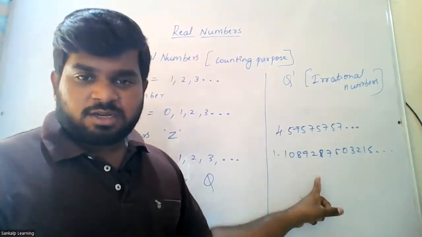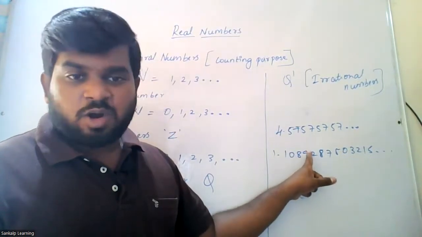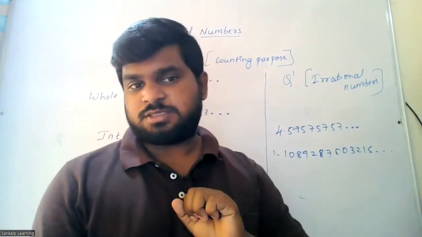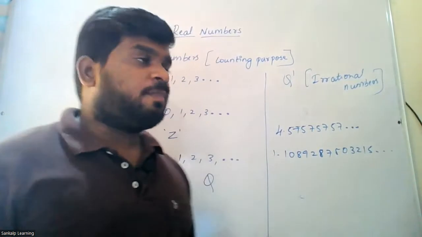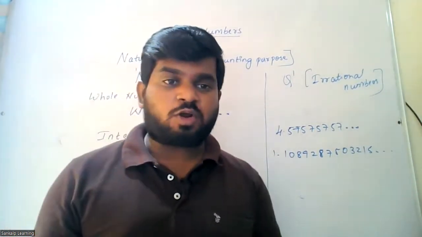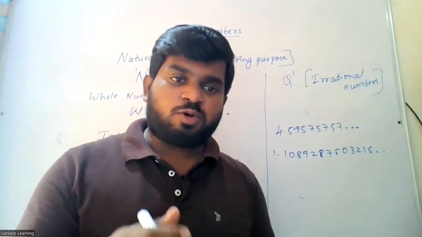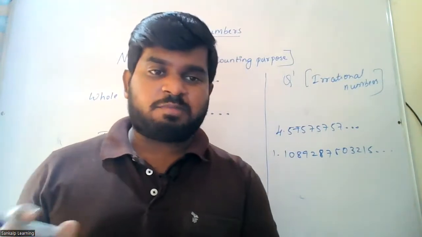You cannot write this in terms of P by Q. Therefore, these are called irrational numbers. Okay. There is also one more thing. If you are not able to find a square root or cube root of any number, then the square root of that number and the cube root of that number are irrational.